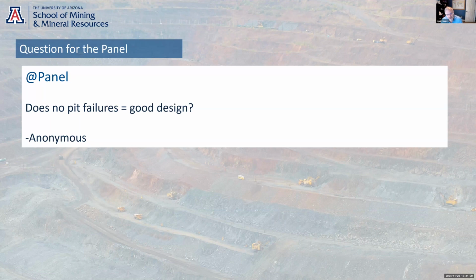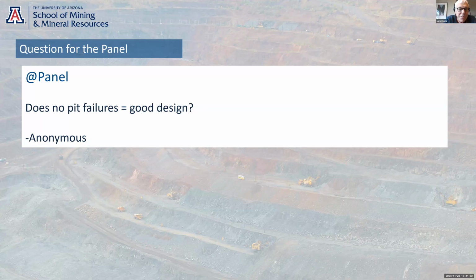Is it something that causes a bench to deteriorate, but you can come and clean it up with a shovel and move on? Or is it a fundamental failure of the design, which creates a global instability that has severe economic impact? So I think, as I said, it depends on scale and impact.